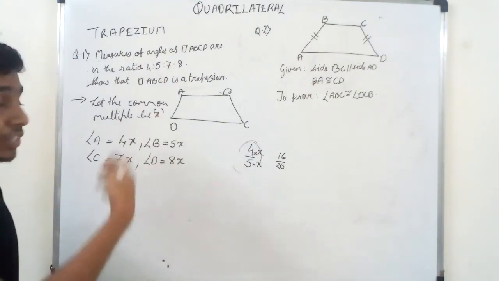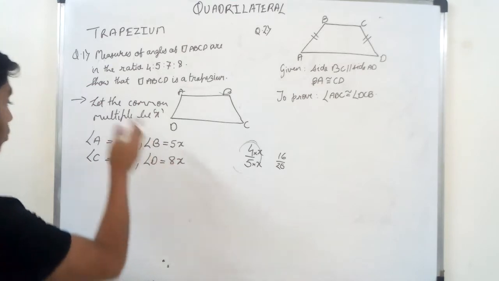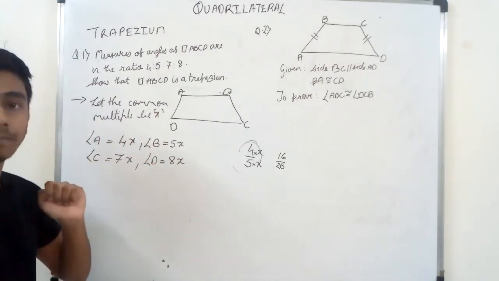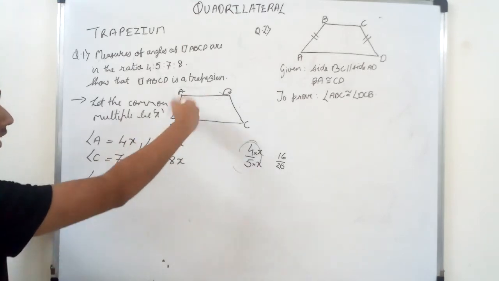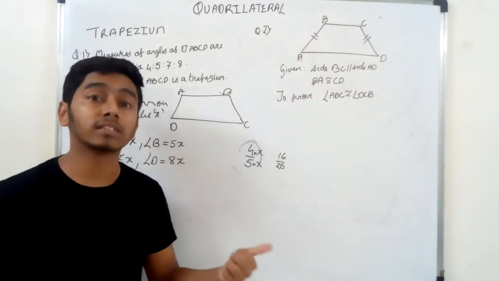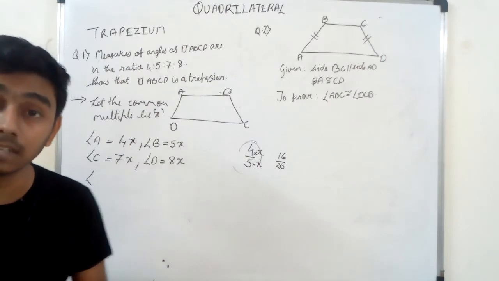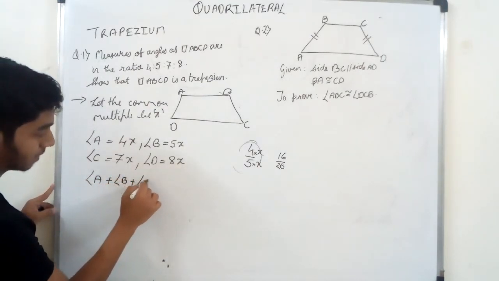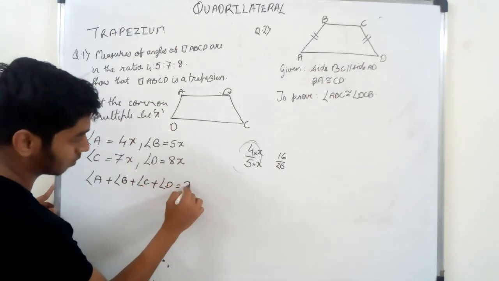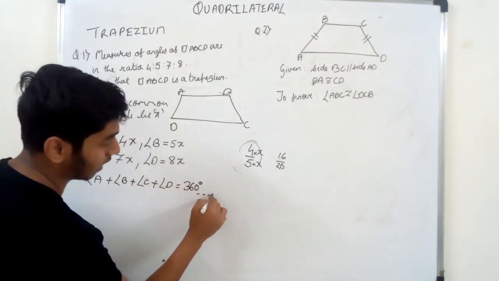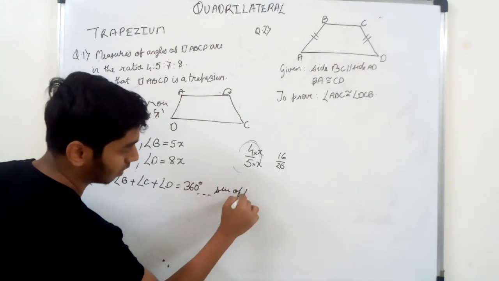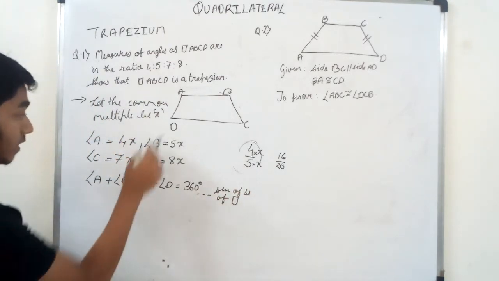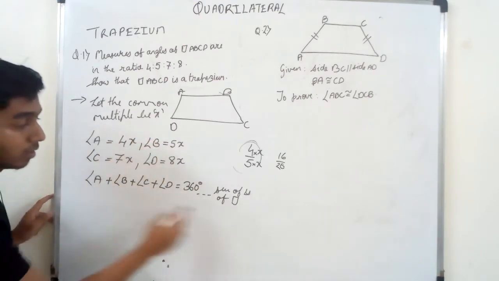Okay, so you can check that. So here ABCD will be this. Now we know that this is a quadrilateral, and you know the sum of the angles of a quadrilateral is 360. Therefore we can say A plus B plus C plus D is equal to 360 degrees. Why? Sum of angles of a quadrilateral. Yes or no?